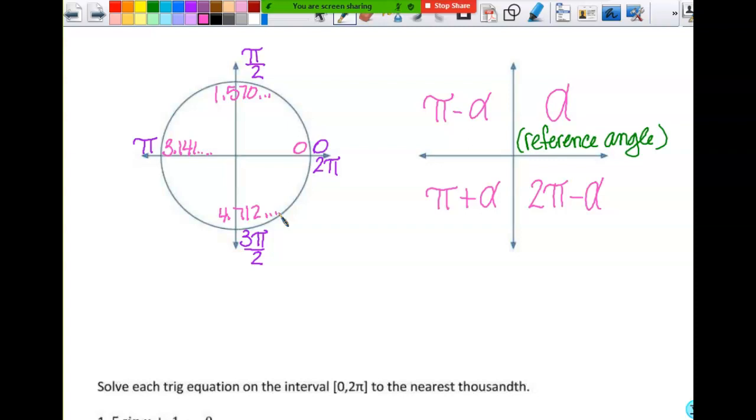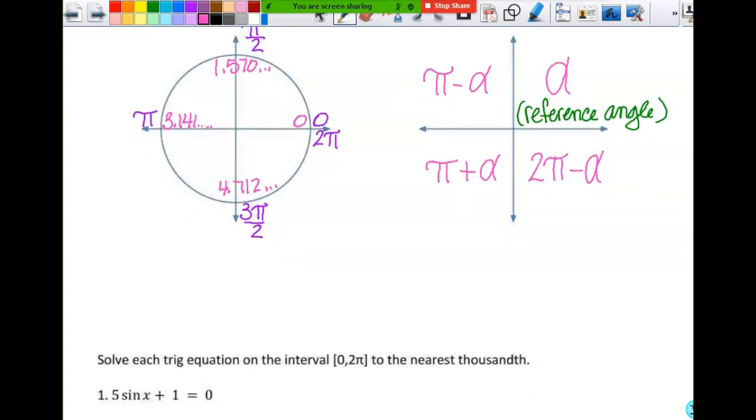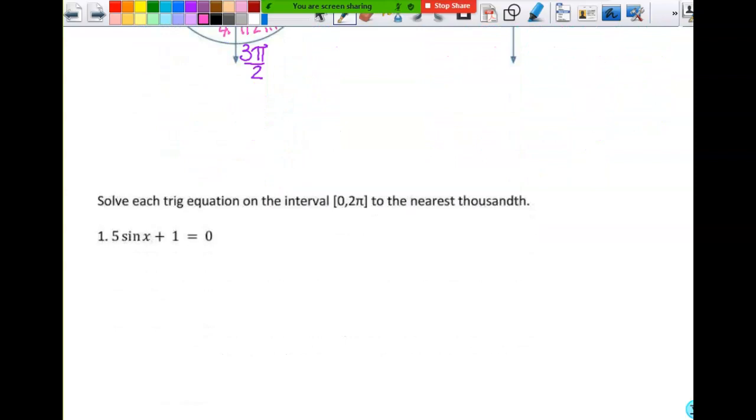All right, so here's the key to all of this so that you can get the right answers. We always find alpha first.